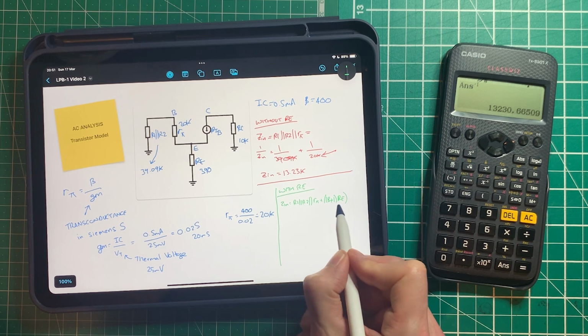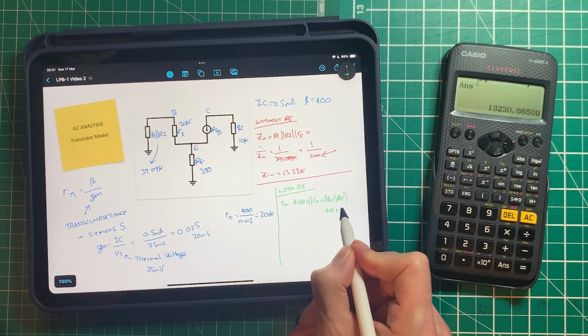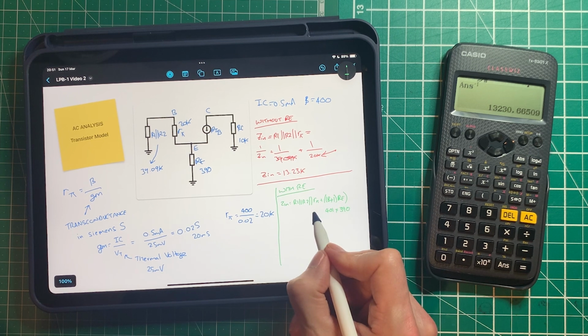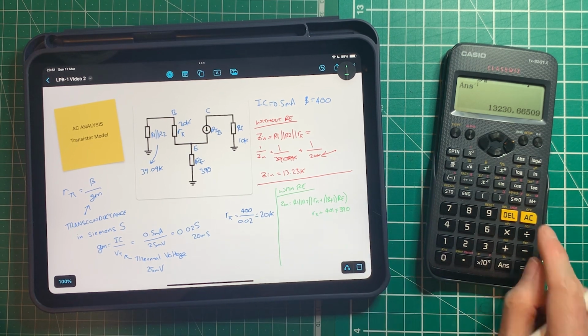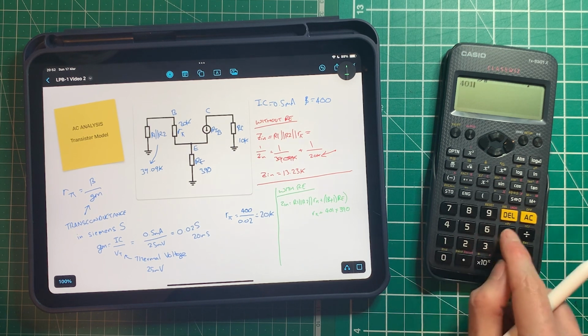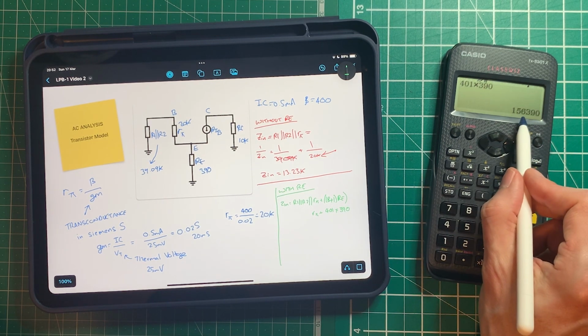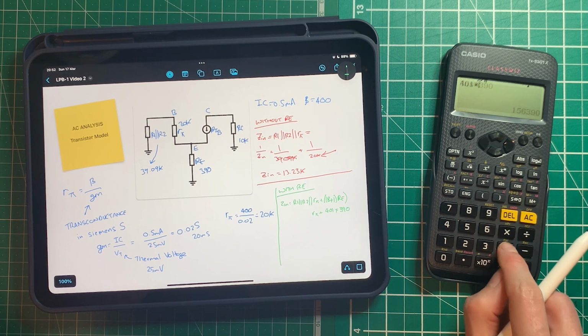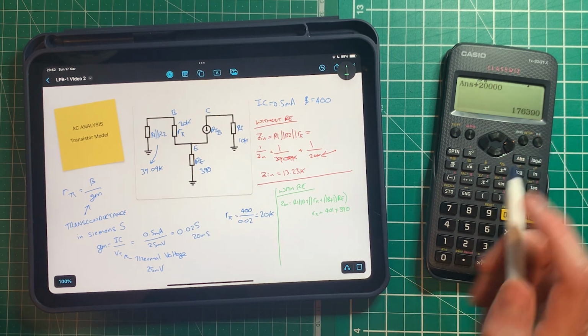And you can already see that's going to be a big value because it's 401 times 390. And then we add R pi to it. So let's do that. 401 times 390 equals 156.39k plus another 20k from our R pi. 176.